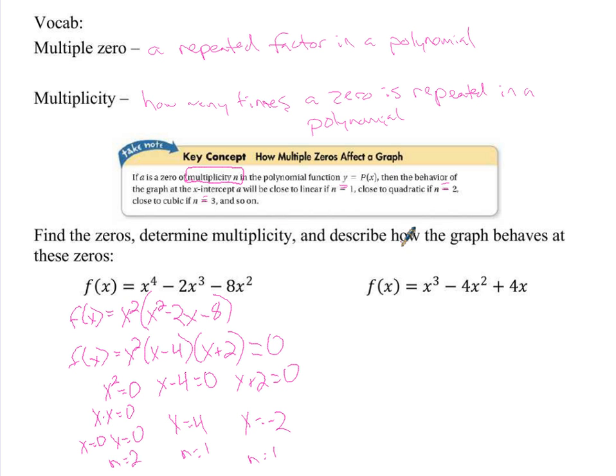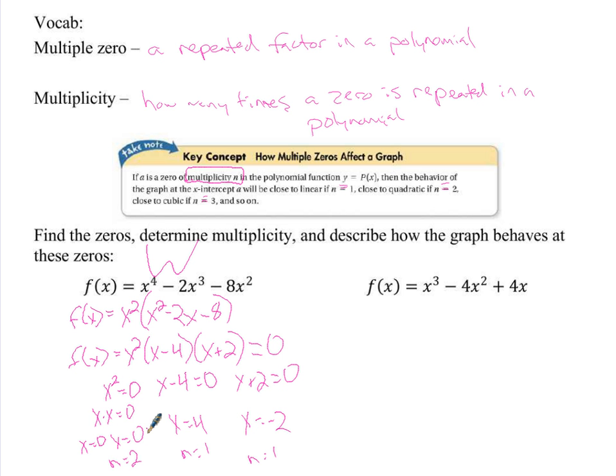Okay, so then describe how the graph behaves at these zeros. Well, with this 4th degree polynomial and a leading coefficient that's positive, I know my graph is probably going to look something like this. Okay? I have a 0 at 0, I have a 0 at 4, I have a 0 at negative 2. What is this graph going to look like when we get here? It's going to look like a parabola. Which way will that parabola be facing, up or down?